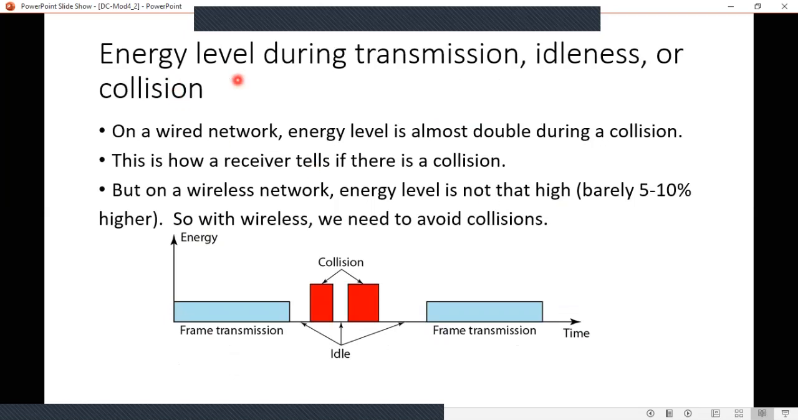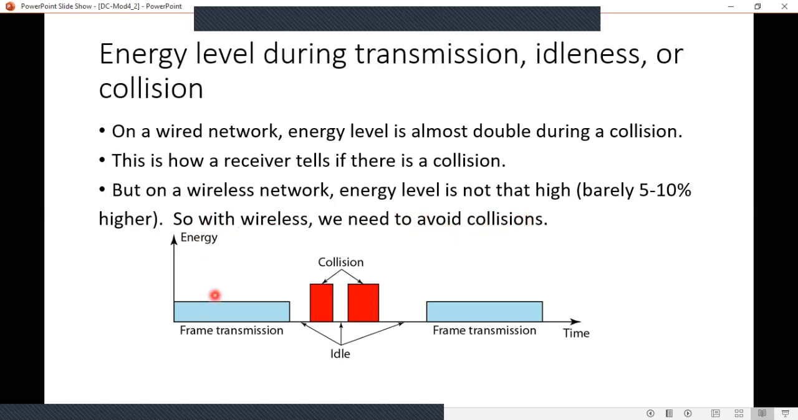Next is the energy level during transmission: idleness or collision. On a wired network, the energy level is almost double during a collision. This is how a receiver tells if there is a collision in case of a wired network. But on a wireless network, the energy level is not that high. Barely 5 to 10% higher. So with wireless, we need to avoid the collisions, right?